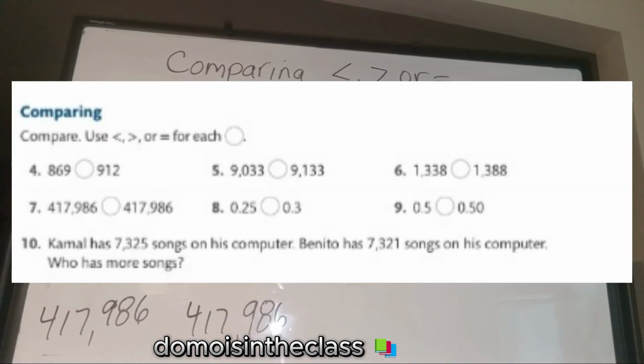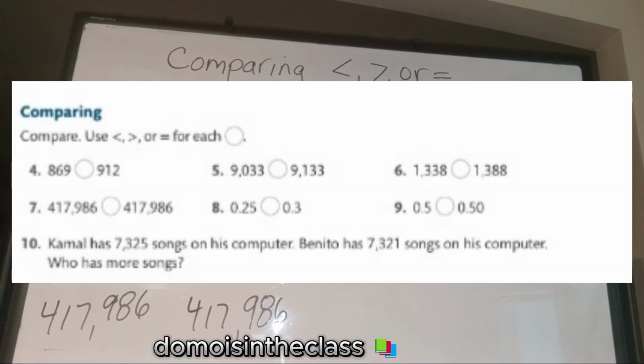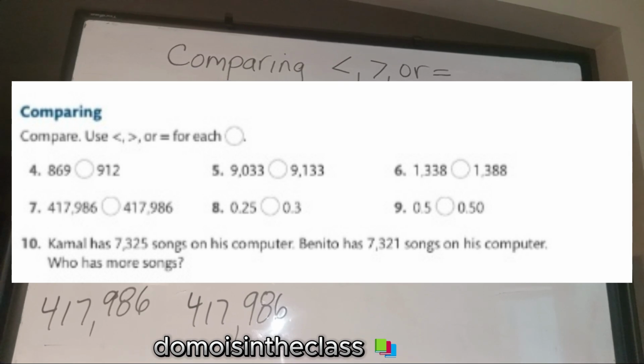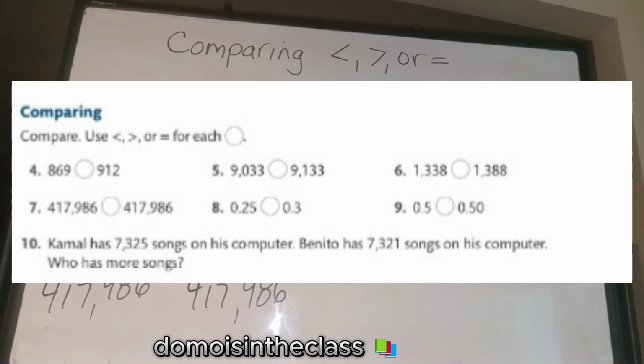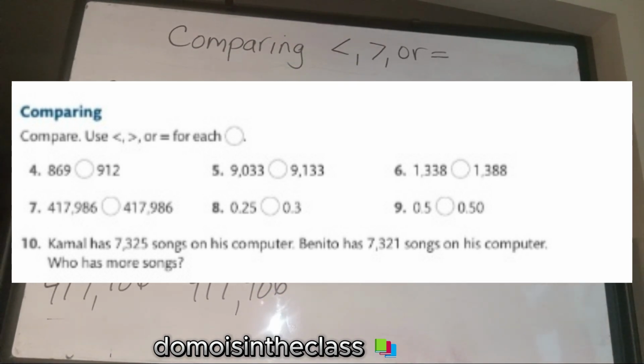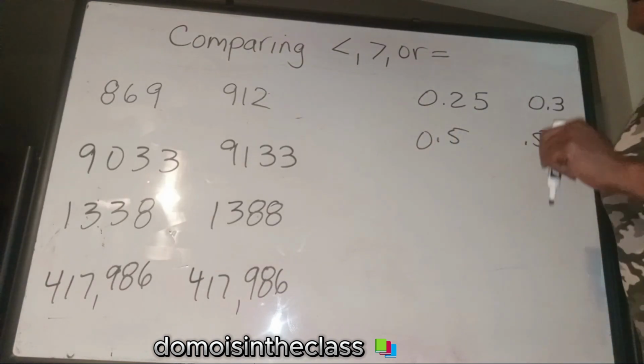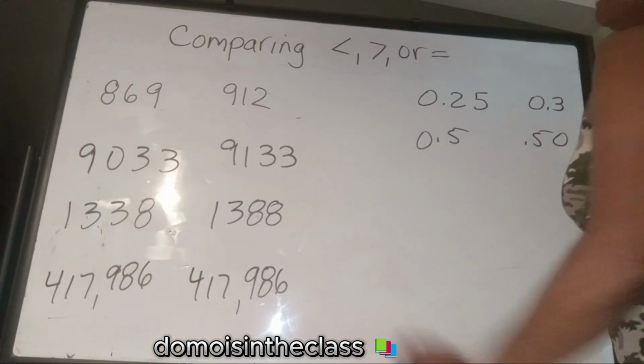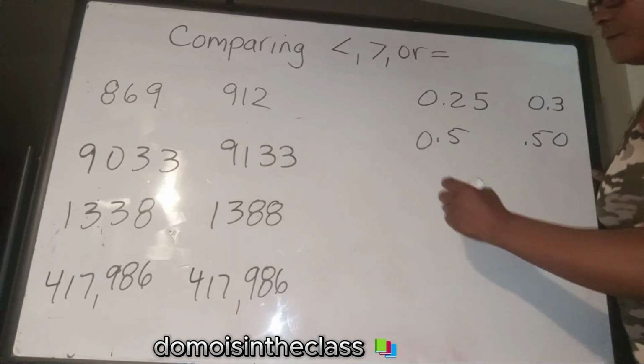All right, so moving on to comparing. So we are using the symbols to compare each number. We have our less than, greater than, or equal sign that we're going to put in between the numbers. So the way that I like to do it, which I feel like is foolproof, I like to line my numbers up always on top of each other. So that's what I'm going to do. So we have 869. We have 912.